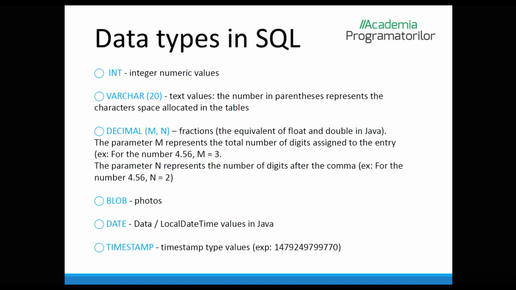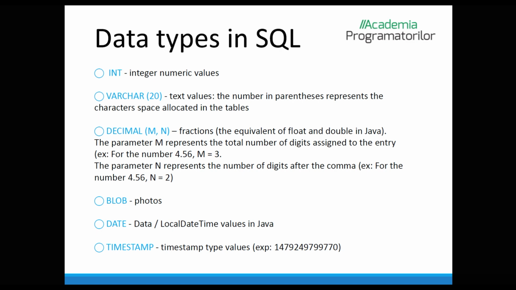The next type of data is decimal. It can be associated with the double and float Java data types. It stores fractions. This decimal, unlike varchar, will wait inside its parentheses for two numbers separated by commas. The first number represents the total number of digits allocated for the column values, and the second number represents the number of digits after the comma.